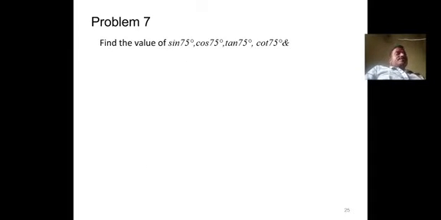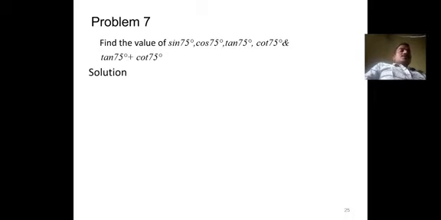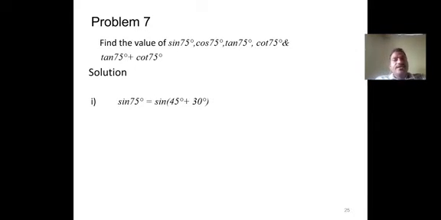Now the next problem: find the values of sin 75, cos 75, tan 75, cot 75 and tan 75 plus cot 75. So here the first one is sin 75. This sin 75 you can write as sin of 30 plus 45.